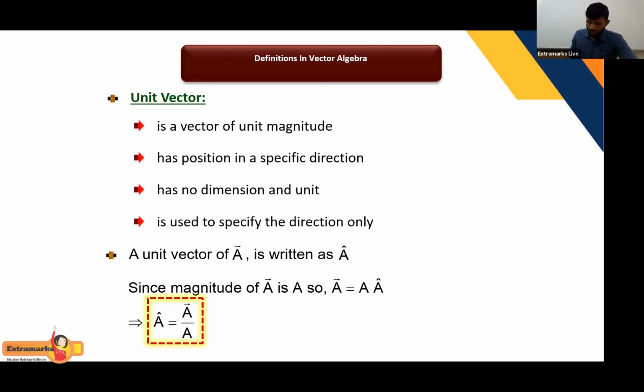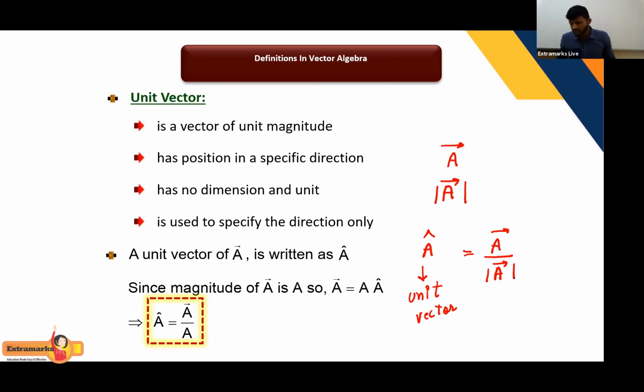So you know that this is called A vector and this is called modulus of A vector. Then this modulus will give me length, and A vector will give me length along with the direction. Now if I divide these two quantities, I'll get a quantity called unit vector A cap. This is called unit vector A cap, right? And it is given by A divided by magnitude of A. These types of vectors are used to specify the direction only.